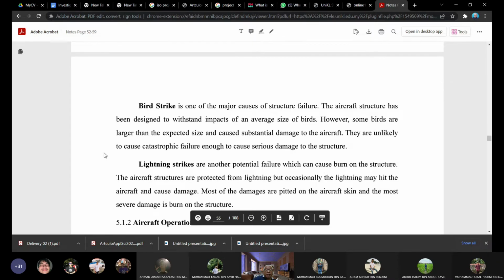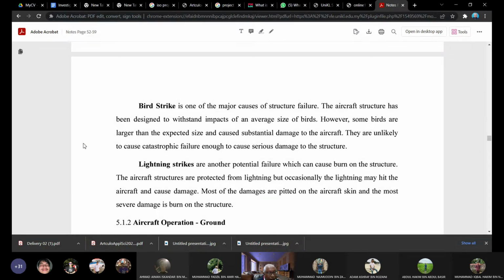Bird strike is another common problem because there are birds flying around. In fact, the aircraft structure has been designed to withstand around 7 pounds of birds, and that is for average birds. Sometimes the birds are bigger and there are many, and as they hit the aircraft, it can cause severe damage to the aircraft structure. This happens frequently, and that's why there is also some equipment installed around the airport to prevent birds from coming into the airport area.